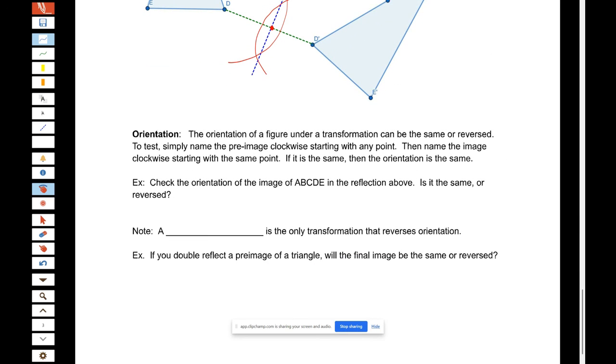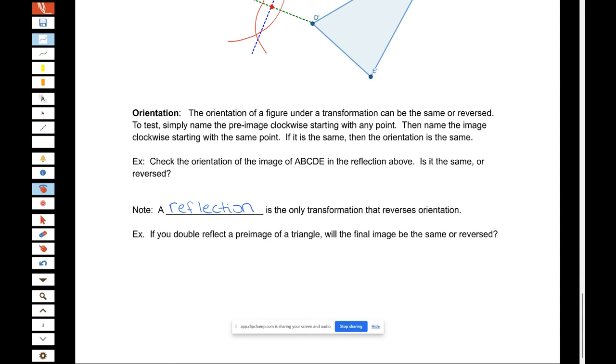So we said a orientation of a figure under transformation can be the same or reversed. We talked about the clockwise thing. So a reflection is the only transformation that reverses orientation. A little side picture I have is that if you double reflect the pre-image of a triangle, will the final image be same or reversed?